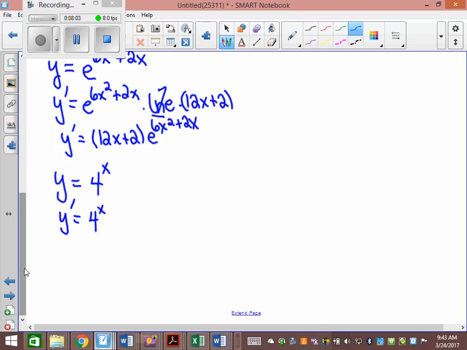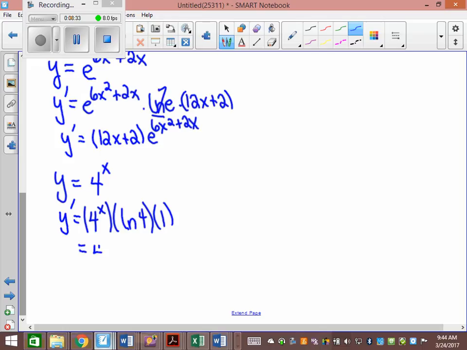So we rewrite it. We multiply it by ln of the base. The base this time is 4. And then the derivative of x is 1. So remember, e to the x was just e to the x because ln e became 1 and the derivative was 1. The difference here is this isn't e to the x now, it's 4 to the x. Ln 4 doesn't go away. Ln 4 is a crazy decimal. We're not going to write the crazy decimal. We're going to write ln 4.